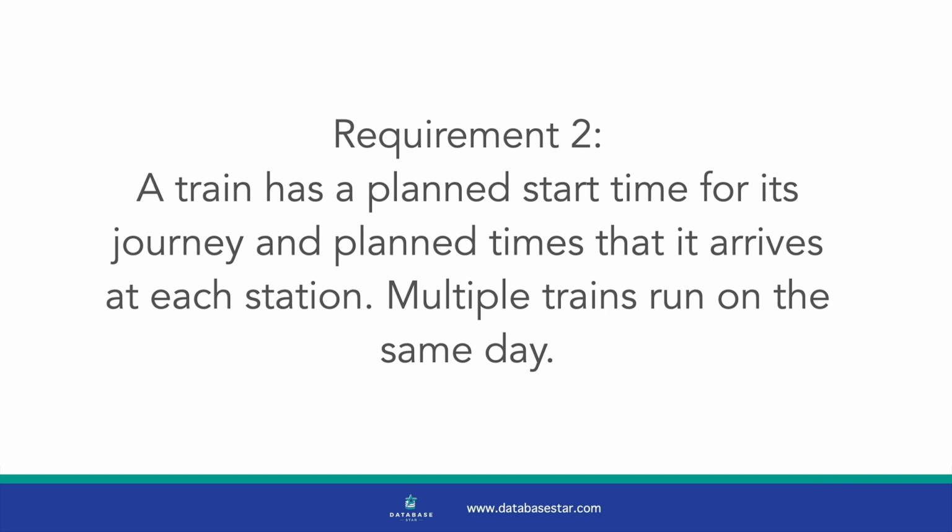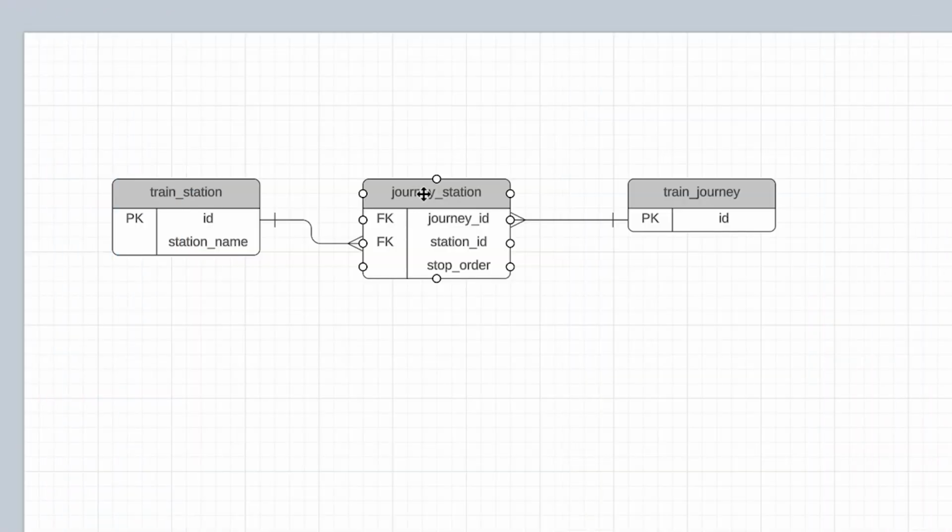Requirement number 2 is about timing. A train journey has a planned start time and times for each station on its journey. Multiple trains can run on the same day. We assumed this was the case, so it's good to see it here. How do we add this concept of a planned start time and times for each station to our diagram?